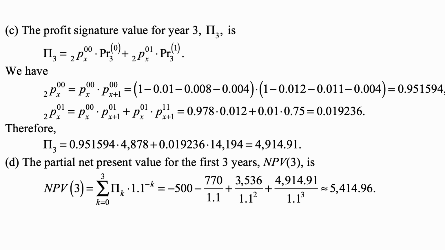And then for part D, the partial net present value for the first 3 years. It's partial because there could be future possibilities, but for the first 3 years, that's negative 500 from time 0, minus 770 over 1.1. Remember, we always discount profit at the hurdle rate, which is 10% in this case, plus 3,536 over 1.1 squared, plus 4,914.91 over 1.1 cubed, and that ends up being approximately 5,414.96.